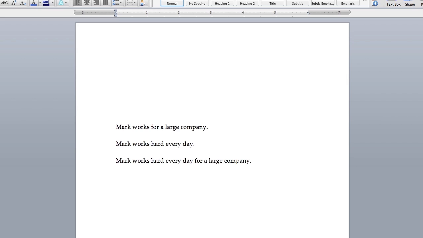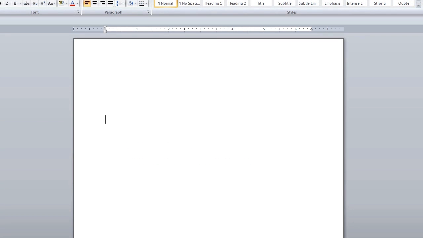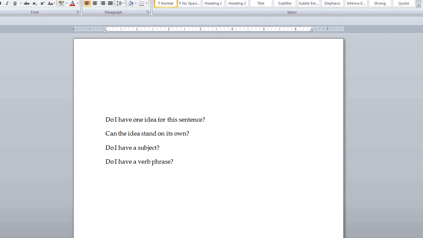If you're not sure about a sentence, remember to ask yourself the four questions we talked about today. It might be a good idea to have them in front of you when you revise your work. Do you have one idea? Can it stand on its own? Do you have a subject? Do you have a verb phrase? You must answer yes to all four questions in order to have a complete, simple sentence.